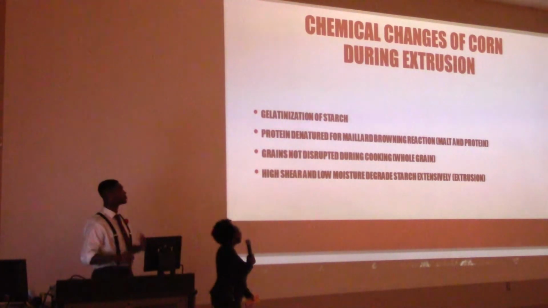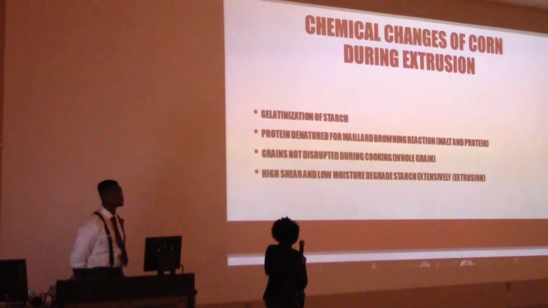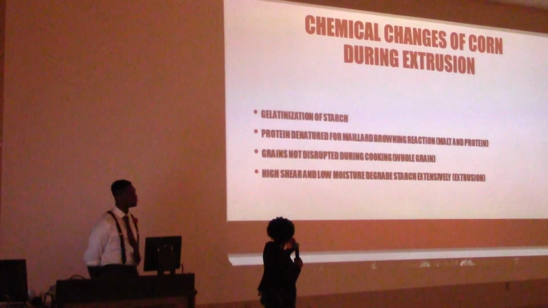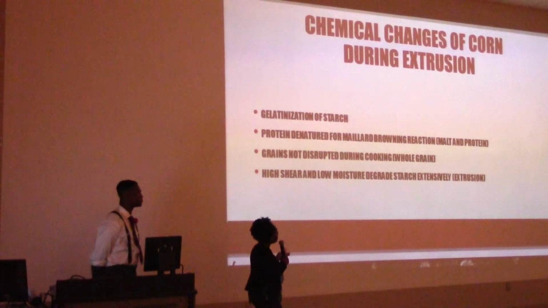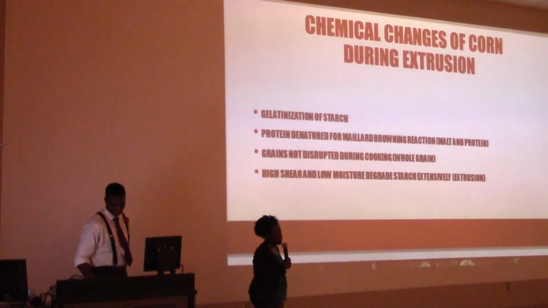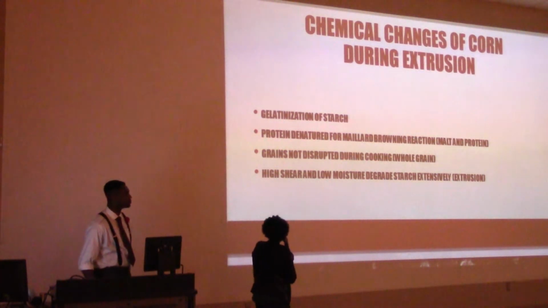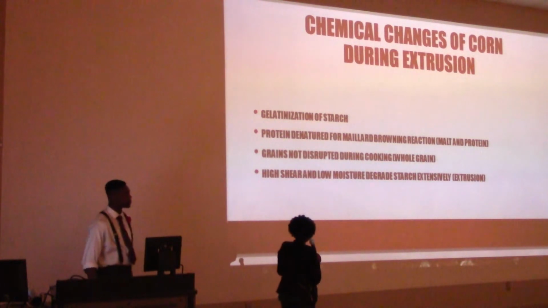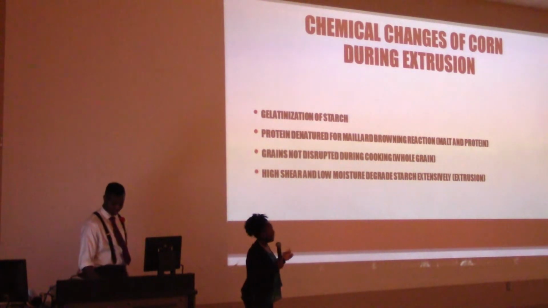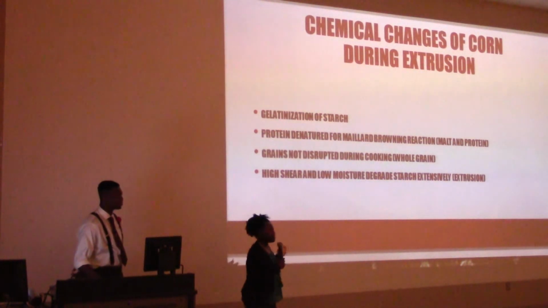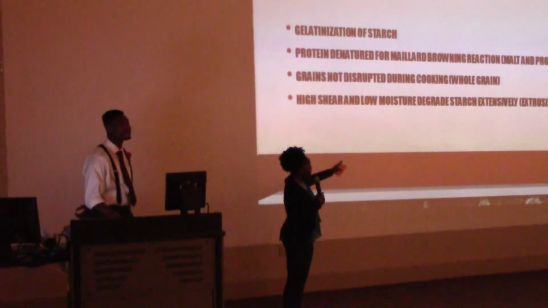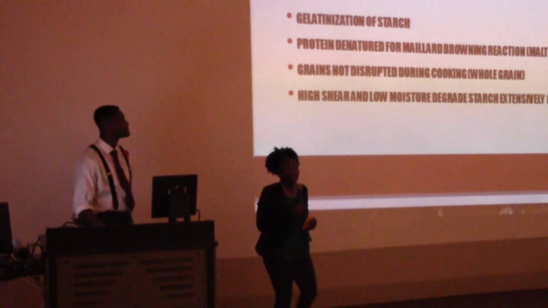And as I stated before, during processing, some of the chemical changes that occur are gelatinization of the starch, and then protein denaturation during the extrusion method because of the heat. That allows for the Maillard browning to take place, which is non-enzymatic browning. And the grains are not disrupted during the cooking process, because the temperature is not high enough, and that's how you get whole grain cereal. And then from the extruder, the high shear and the low moisture will degrade the starch extensively.